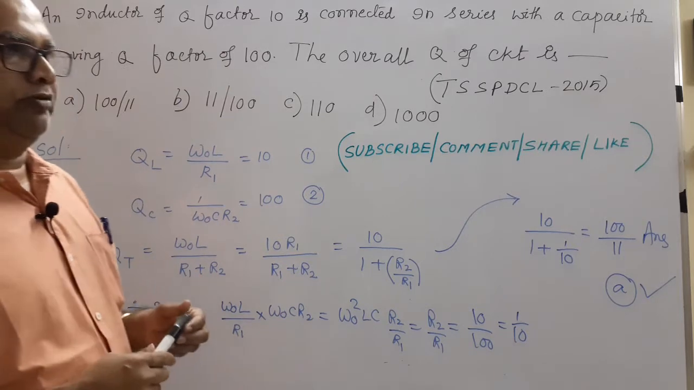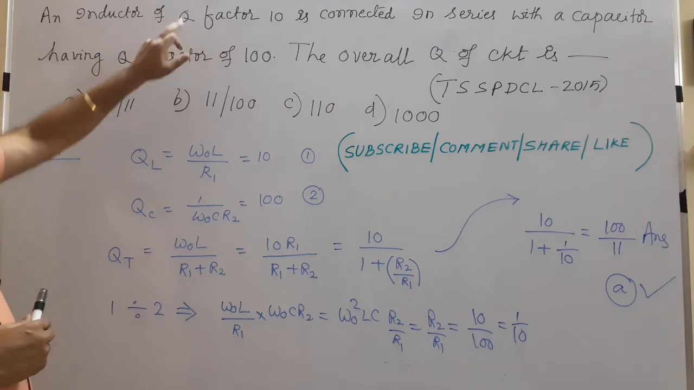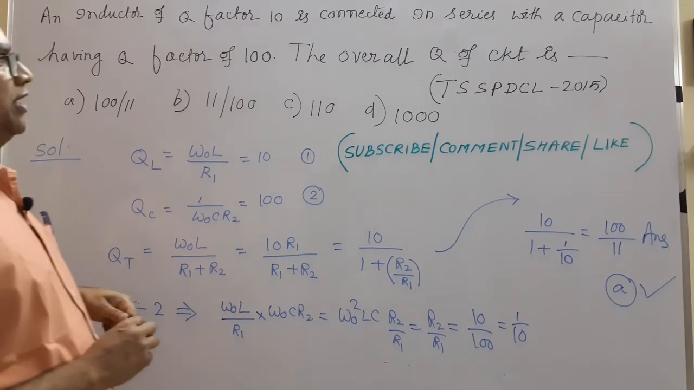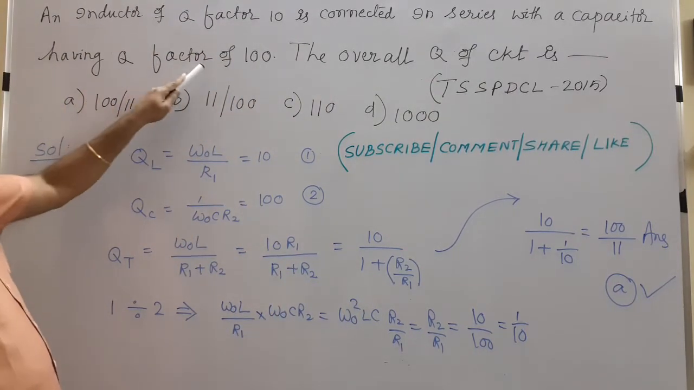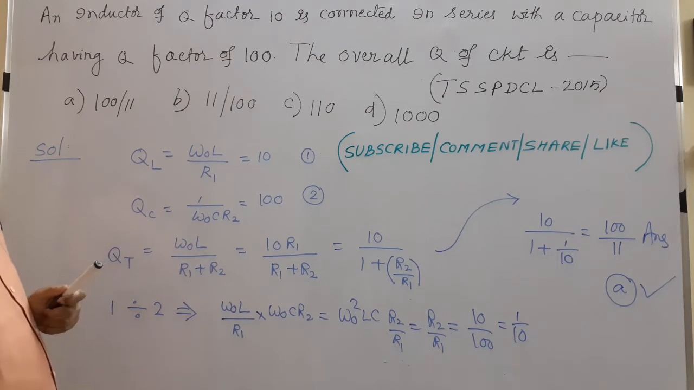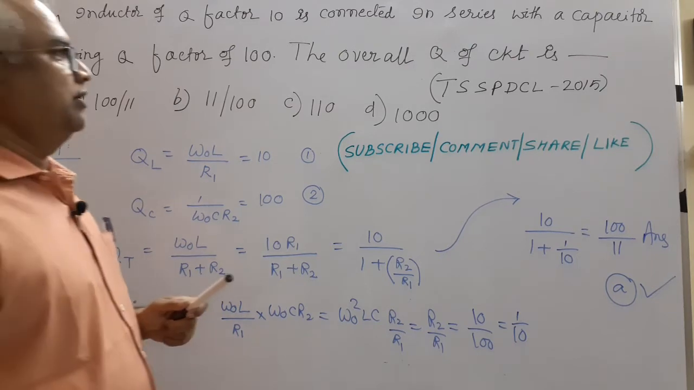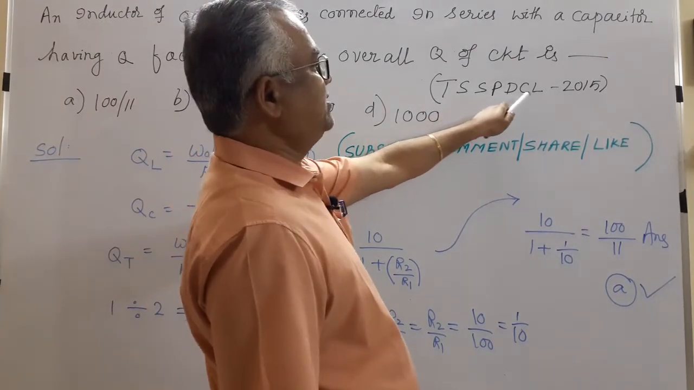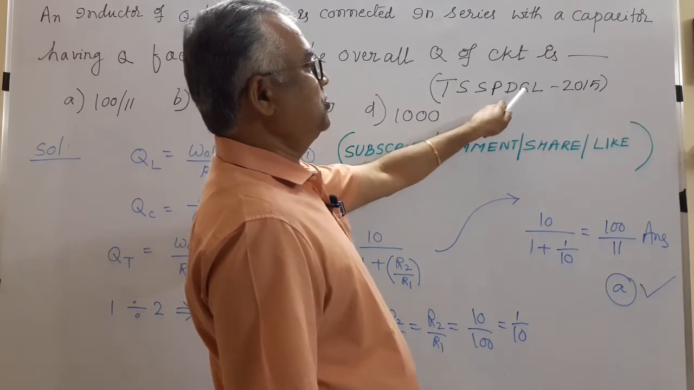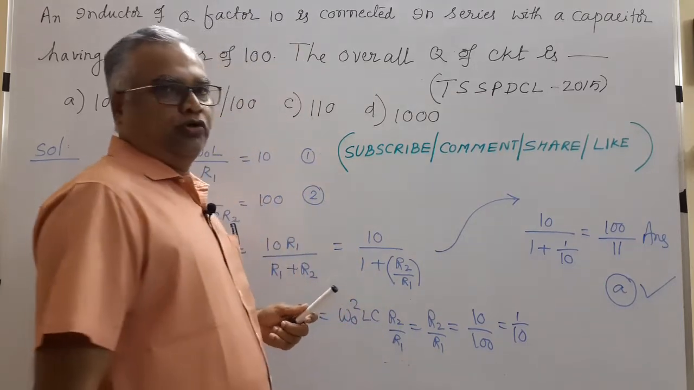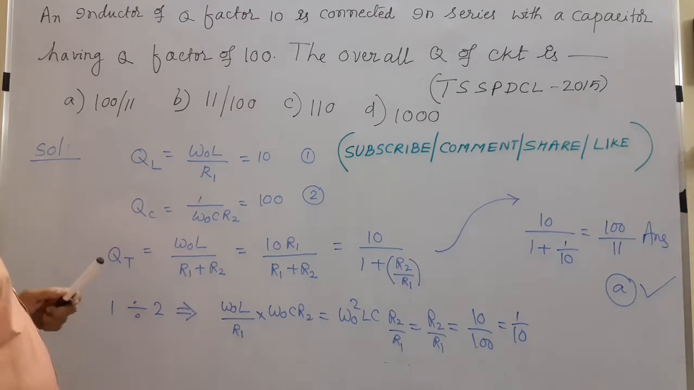Okay, today's problem is: an inductor of quality factor 10 is connected in series with a capacitor having quality factor of 100. The overall quality factor of the circuit is? This question was asked in TSSPDCL, Telangana State Southern Power Distribution Corporation Limited, 2015. This problem is something interesting, that's why I am solving.